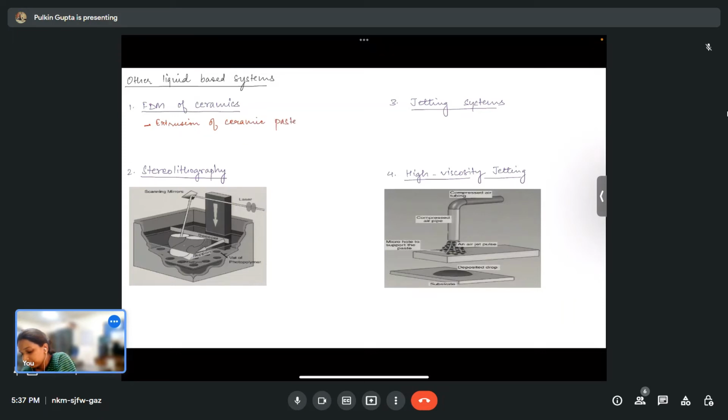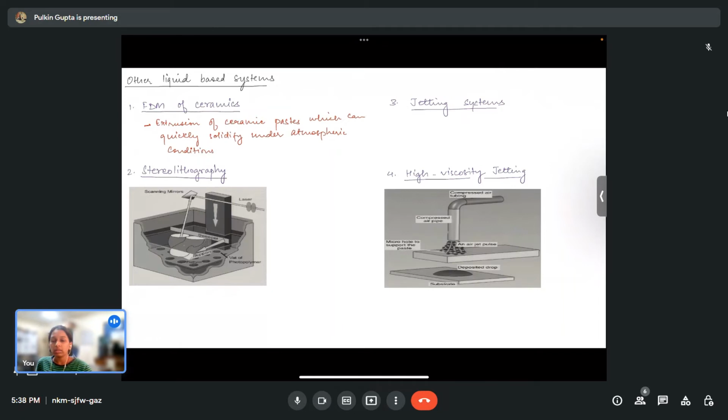Ceramic pastes, which can quickly solidify under atmospheric conditions. That is basically a ceramic paste or a slurry, maybe an aqueous suspension of any kind of ceramic, or its suspension in a solvent like ethanol, acetone, etc.